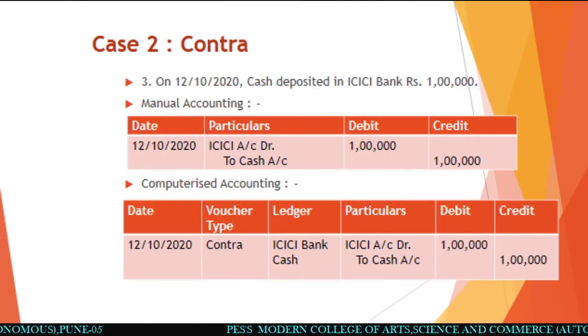You can see the entry. That is the 12th of October 2020 contra voucher. Which ledgers do we have to create? ICICI Bank and the cash. And we know that we have already created that. We just have to do the entry. So we will move to Tally right now and we will do the entry over here.